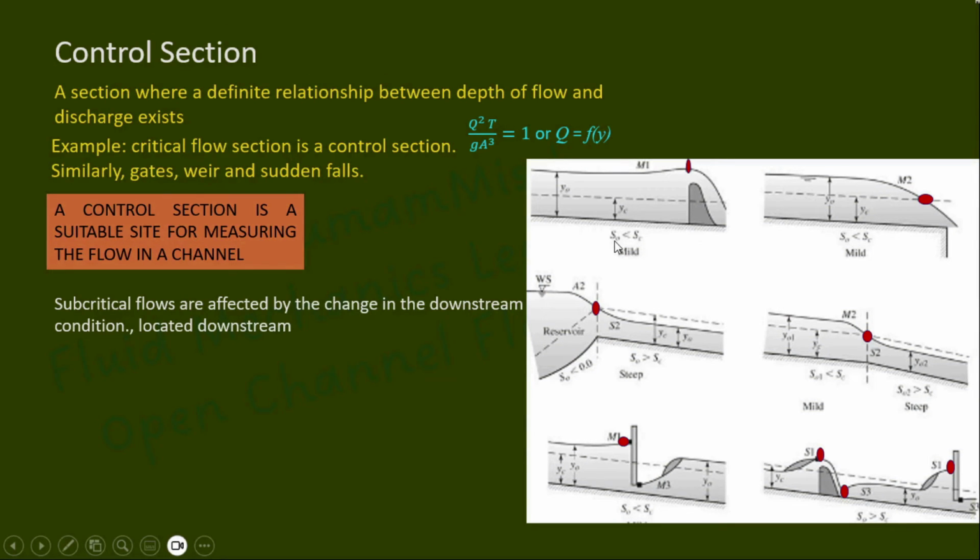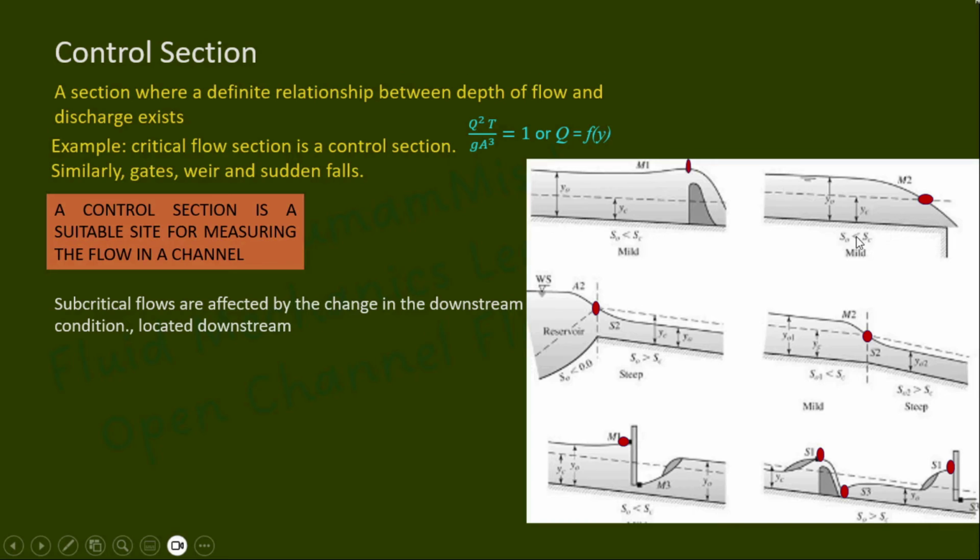In this figure, S0 is less than SC, that means the slope is mild. For a mild slope channel, subcritical flow is possible. Here this flow profile is found due to the construction of the dam. So the flow condition at this point is affecting the flow in the upstream direction. At this point, a definite relationship exists between the discharge and flow depth. That is why the computation starts from this point towards the upstream side. That means for an M1 profile, the computation starts from this point towards the upstream side.